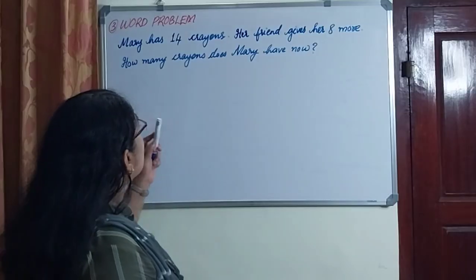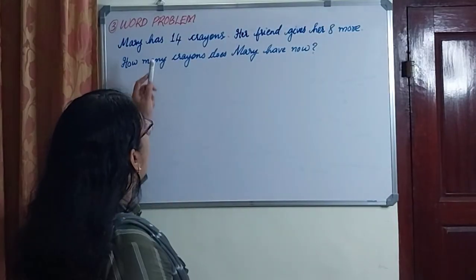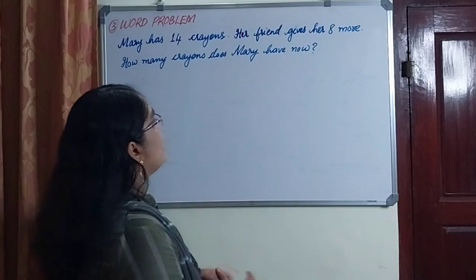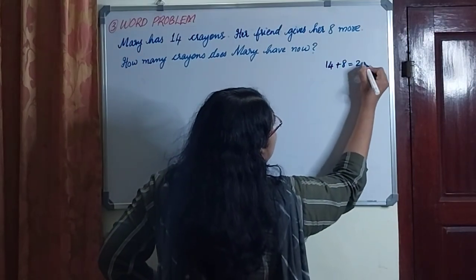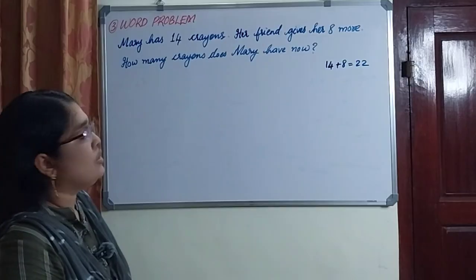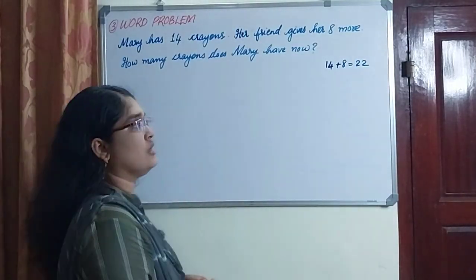Okay, so the operation to be done is addition. Add what? Add 14 plus 8. 14 plus 8, we get 22. Okay, we got the answer. Next, we have to write the steps for this question. Let's see how.